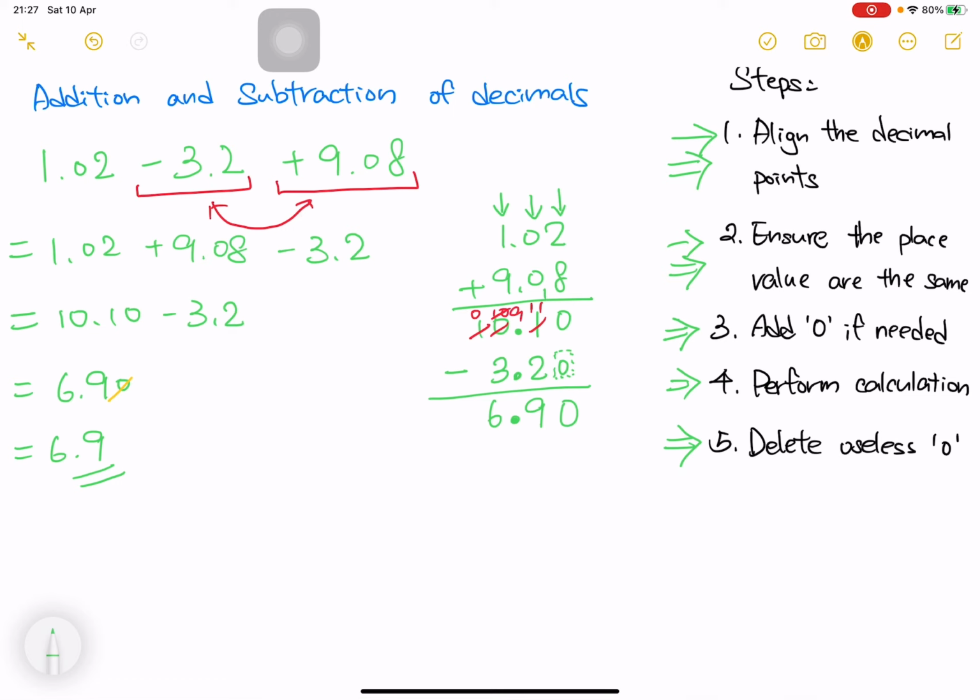Alright, hope you know how to deal with this kind of question. It is a little bit different between the addition and subtraction of decimals and the multiplication of decimals. Make sure that you know it.